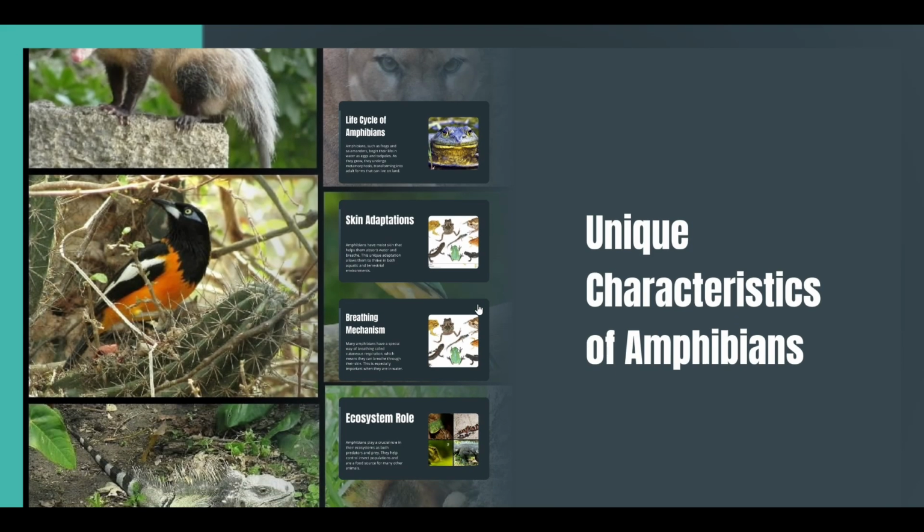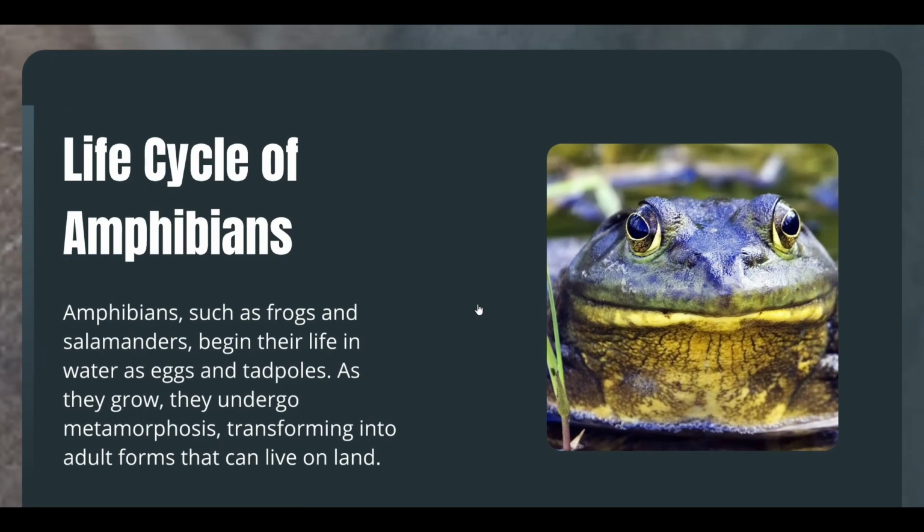So, unique characteristics of amphibians. Life cycle of amphibians. Amphibians are creatures that can live in both land and water. Amphibians such as frogs and salamanders begin their life in water as eggs and tadpoles. As they grow, they undergo metamorphosis, transforming into an adult form that can live on land. It is metamorphosis. Okay.